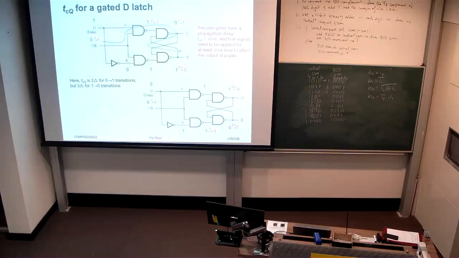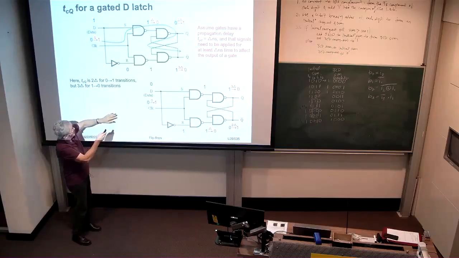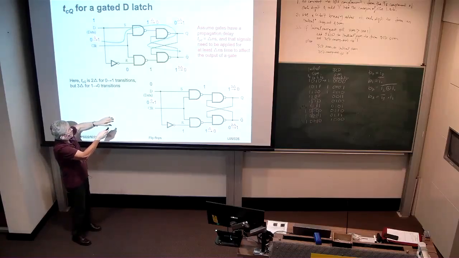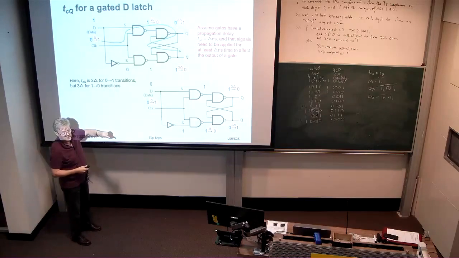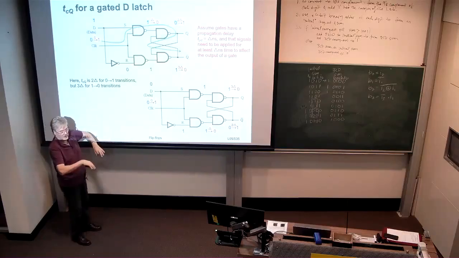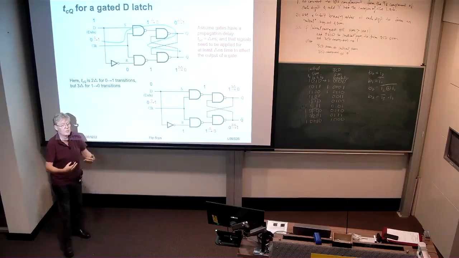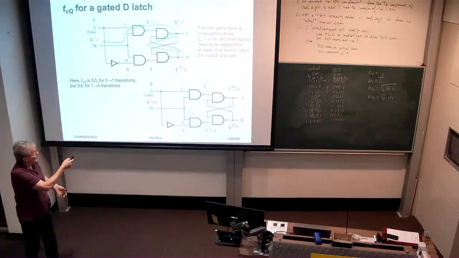Yes, sorry. Why is it 2 delta for 0 to 1 transitions? Because we showed here that Q changes from 0 to 1 at time 2 delta. If D is 1 and Q is initially 0 when the clock is 0 and the clock goes high, it's going to take 2 delta time before Q goes to 1.